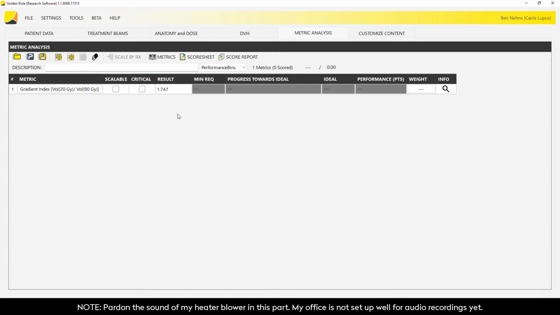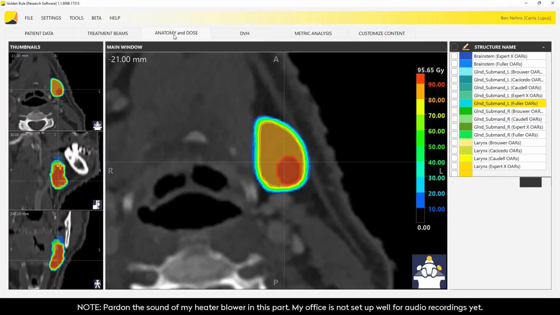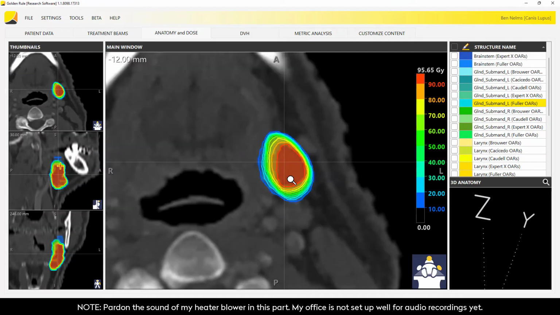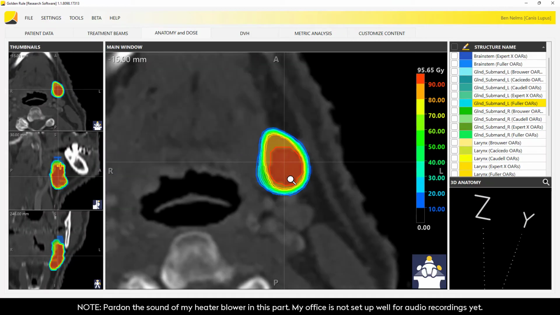Compared to, now, this is really interesting. Compare that to the right submandibular gland, which had a gradient index of 2.57, meaning the right was much more variable than the left. And I think that's to be expected too when we consider there was tumor over there that made contouring even more of an art than it already is.